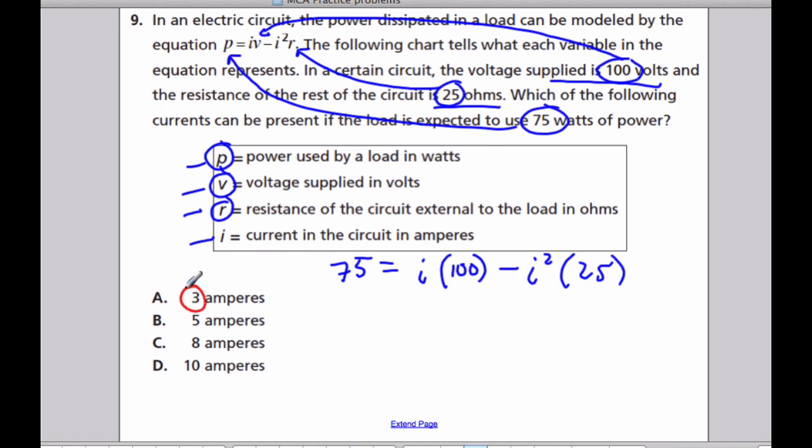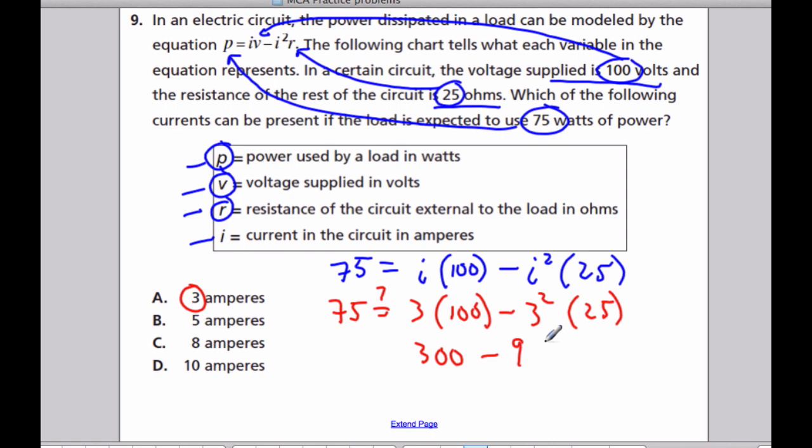So what I'm going to do is work with this 3 first because it's the first one. It's letter A. I'm just going to plug that in for I. So I'm going to put, does 75 equal, question mark, because I don't know, 3 times 100 minus 3 squared times 25. And let's see how this works. 3 times 100 is 300 minus 3 squared, which is 9, times 25.